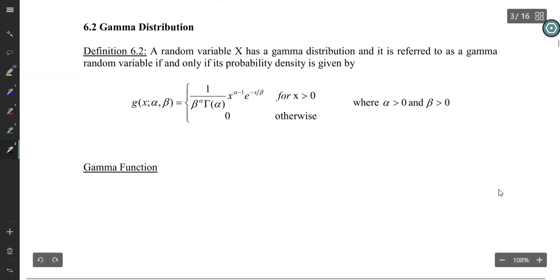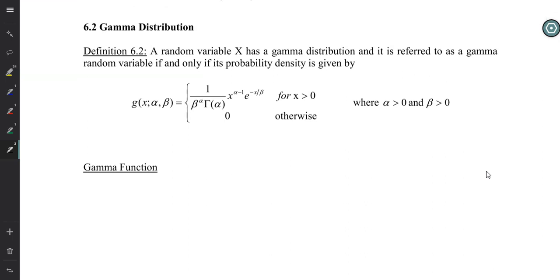We say a random variable x has a gamma distribution, and we refer to it as the gamma random variable, if the probability density is given in this formation. You do not have to memorize this formula, because if you have to do a calculation, these formulas will be provided to you. We do not expect you to memorize these equations, but you should know how it performs, what the parameters are, and how to use these parameters in the proper way.